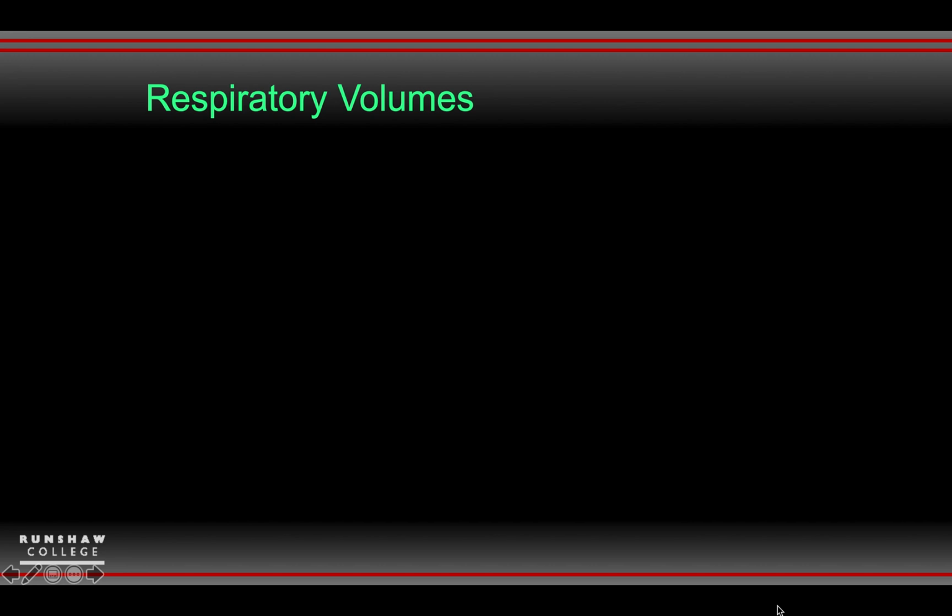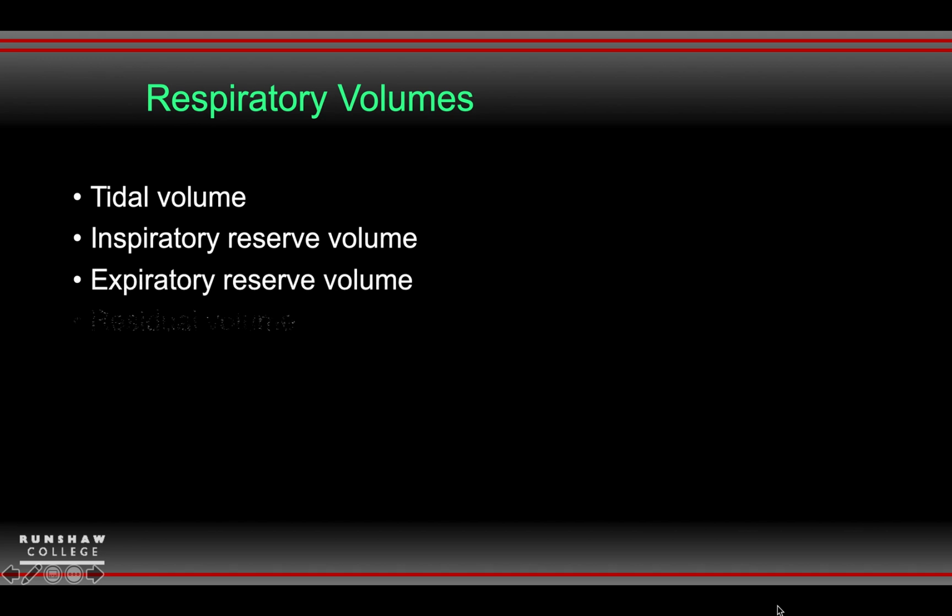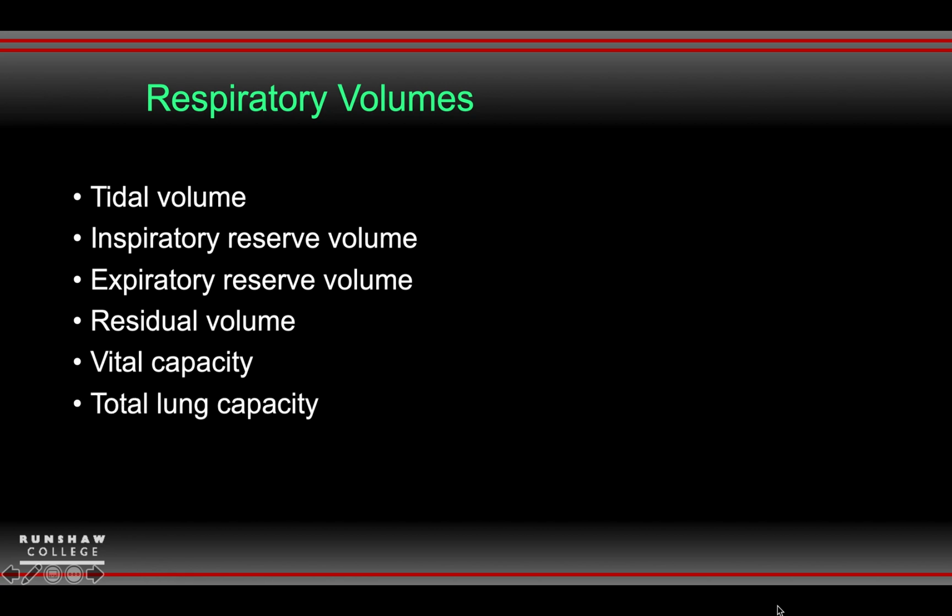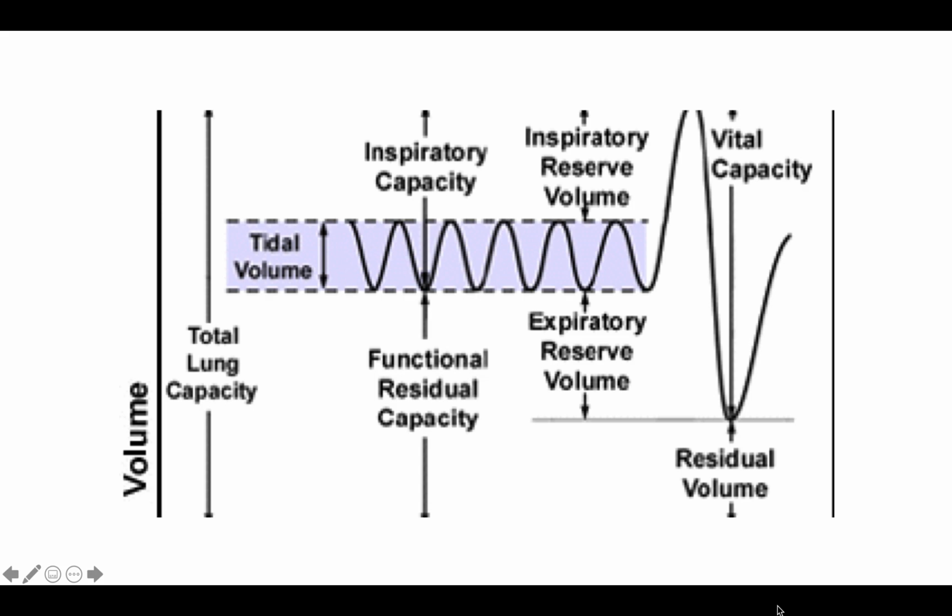So inside the lungs, we've got a number of different volumes within the lungs that we can calculate and measure, and that are important. The first one is what you've probably all covered at some point, which is tidal volume. Then we've got inspiratory, expiratory reserve volume, residual volume, vital and total lung capacity. Now you're going to be filling this chart out as we go through in your workbooks.